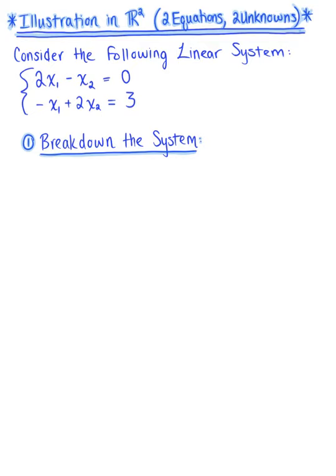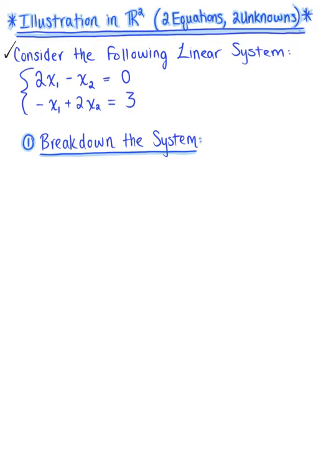So here is our first illustration. We are looking at an illustration in R2, or in 2 dimensions. We're going to have 2 equations and 2 unknowns. I want you to start by considering the following linear system.